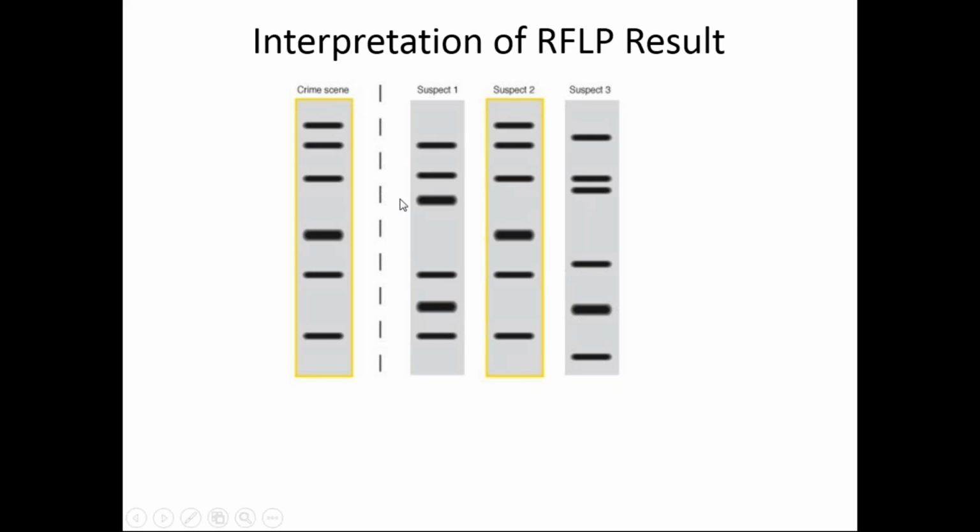So on the completion of RFLP, we get such type of result. This one is the crime scene, meaning the lane in which we load the DNA fragment samples generated from the biological evidences collected from the crime scene. And in this case, there are 3 suspected persons. So we try to identify which one is involved in that crime.